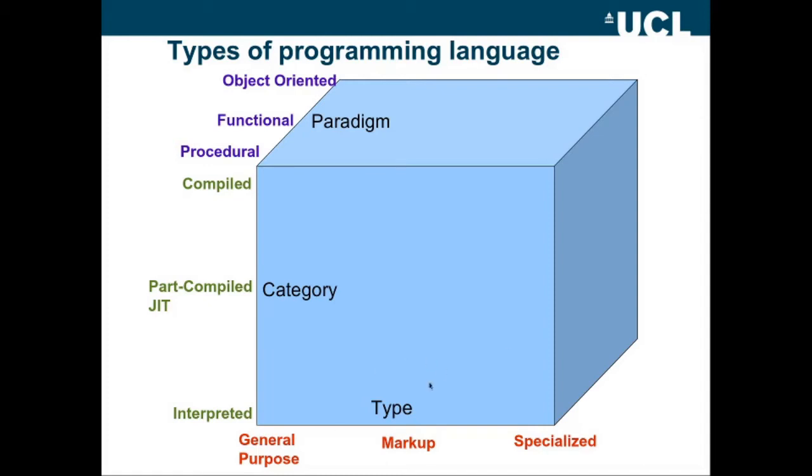And then along the bottom we have 3 types of language: general purpose languages, things like Python, Perl, C, Fortran, all these sorts of things. Markup languages, which are not really programming languages but allow you to mark up data, so things like HTML used on the web, XML and so on. And specialized languages, which are used for particular functions. So SQL as a database query language is an example of one of those.